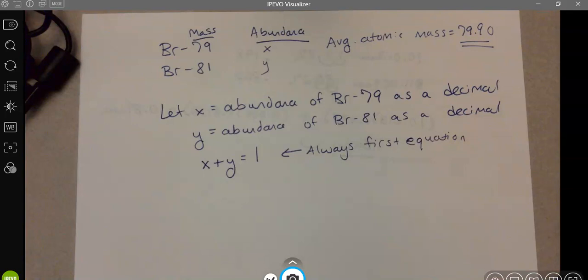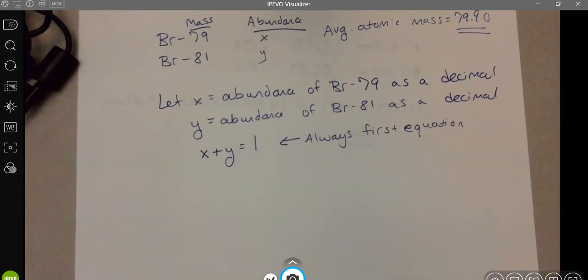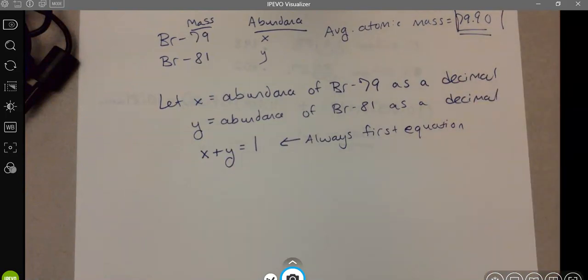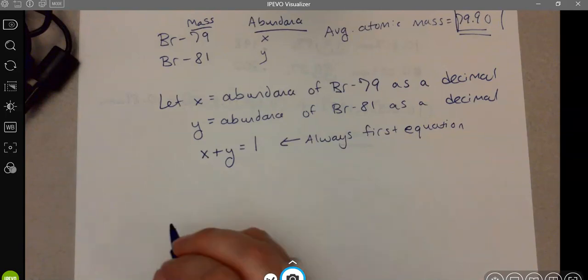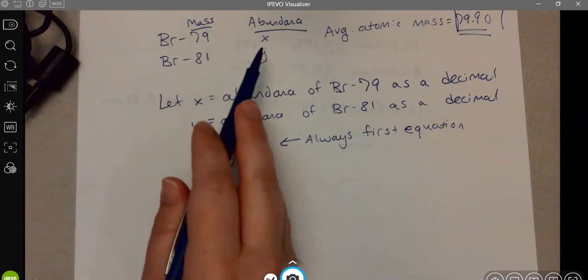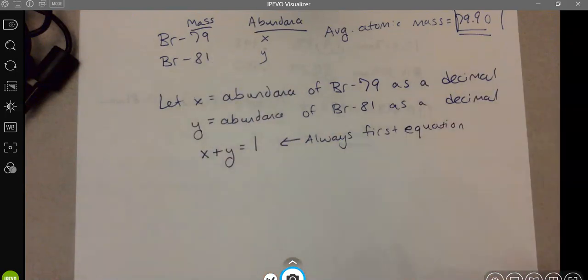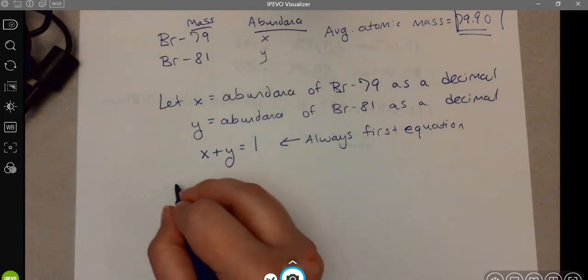Okay? Now, the second thing that I know about these isotopes is I know their average atomic mass. So I need to write my second equation related to that average atomic mass. So I know that mass times percent as a decimal plus mass times percent as a decimal equals my average atomic mass. So let's try writing an equation for that.